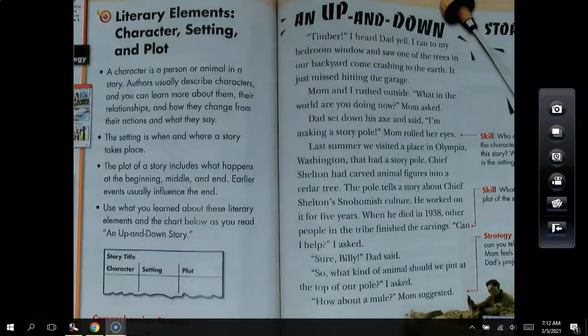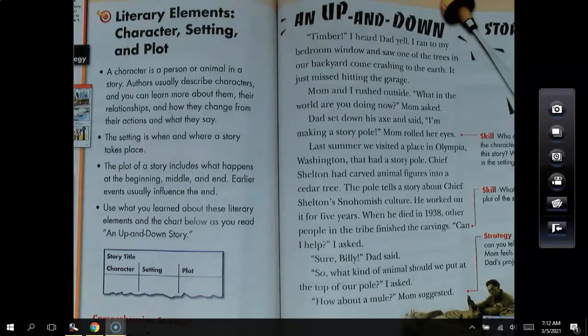And the last thing is the plot. The plot of the story includes everything that happens from the beginning, the middle, and then finally the end. So the plot is just going in sequence from what happens from the beginning of the story to the middle of the story and to the end of the story.